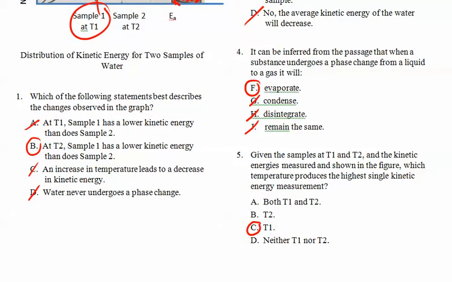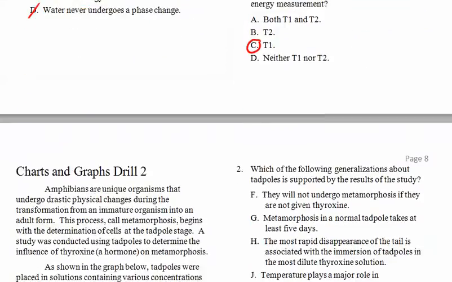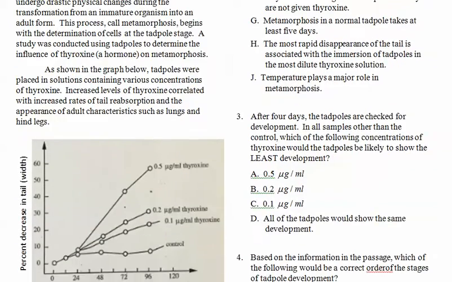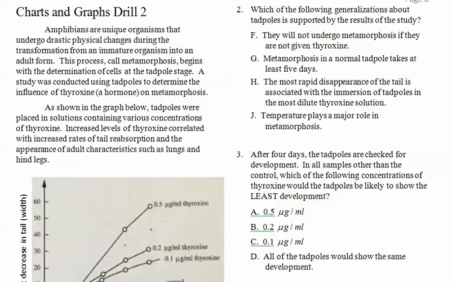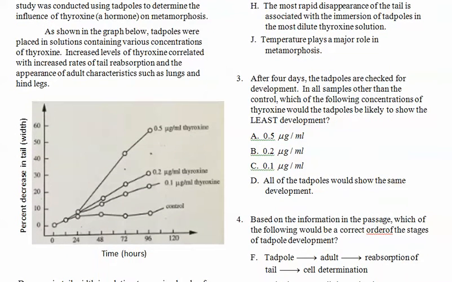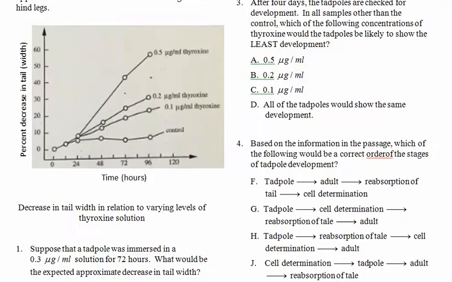Now the passage, the drill I should say. Go ahead and read it. Pause it. Look at your chart. When you're done, take a second and say, what's going on here? They're putting a bunch of tadpoles in this hormone, thyroxine, which seems kind of cruel, but whatever, and it makes them mature faster. It makes them go through metamorphosis quicker. The higher the concentration, the faster they go. So, let's answer some questions.